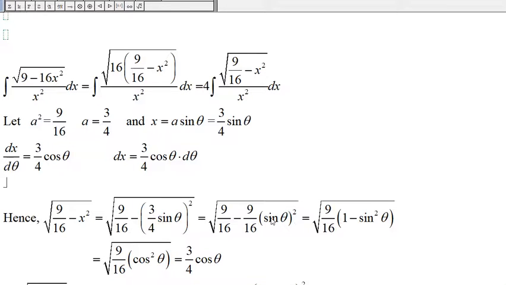The common factor here is 9 over 16, so we get 9 over 16 times 1 minus sine squared. But 1 minus sine squared is cosine squared. And so we get the square root of 9 over 16, which is 3 over 4, and then the square root of cosine squared is just cosine. And therefore the expression square root of 9 over 16 minus x squared is 3 over 4 times cosine of theta.